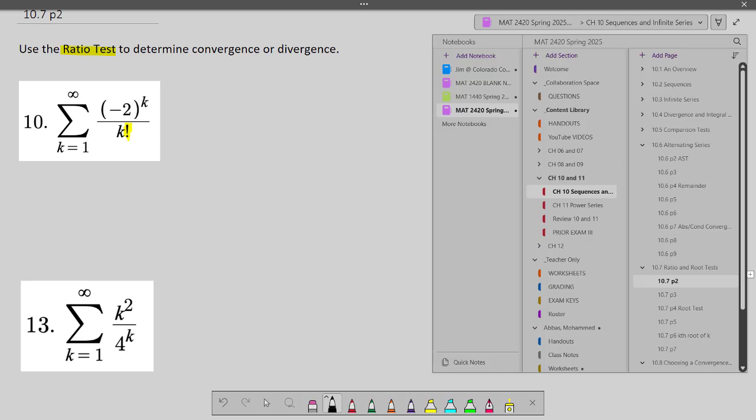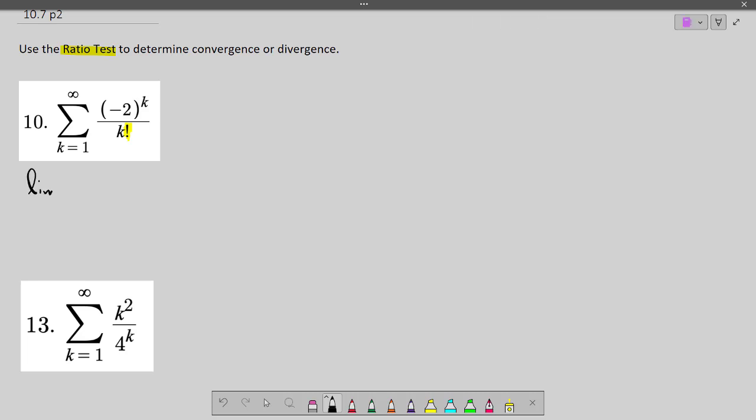So here, the ratio test, we're going to take the limit of the absolute value of a sub k plus 1 over a sub k. Limit of the ratio of consecutive terms. So this will be the limit of, and again, ditch the switch. That absolute value just takes away the switch. So a sub k plus 1, we're going to replace k with k plus 1. We're going to ditch the minus sign.